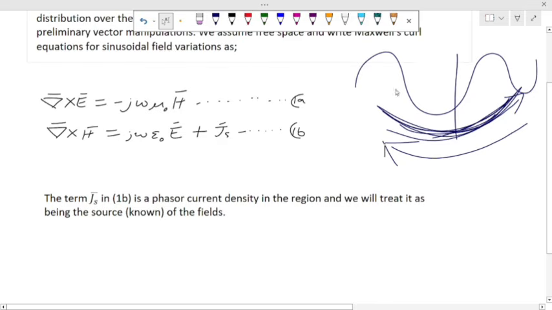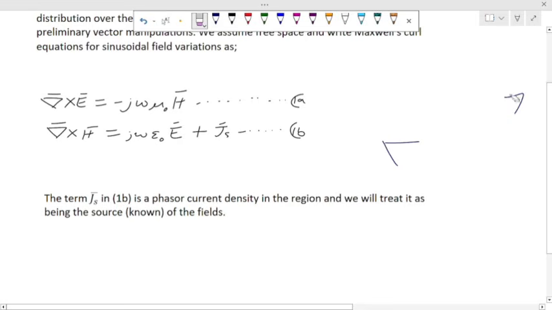And so it makes sense to have Maxwell's equations in the frequency domain. That's why you see j omega instead of partial t. So we are saying j omega. We made mention of this in the last video, so let's continue from here.